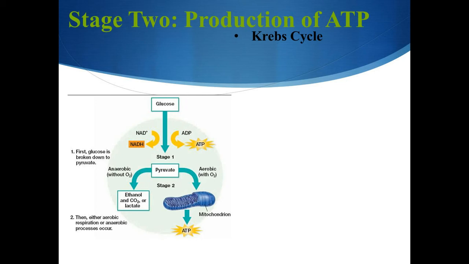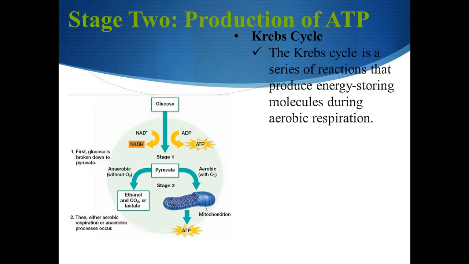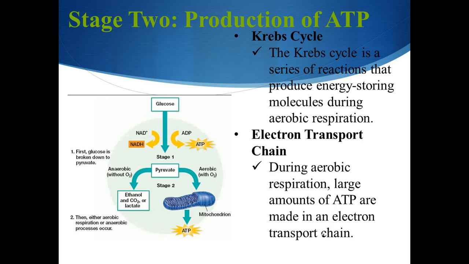We have two further steps in this part of the production of ATP. The first step is called the Krebs Cycle. This is a series of reactions that produce energy-storing molecules during aerobic respiration. They produce a little bit of ATP. And then you have the electron transport chain, where during aerobic respiration, lots of ATP are made.